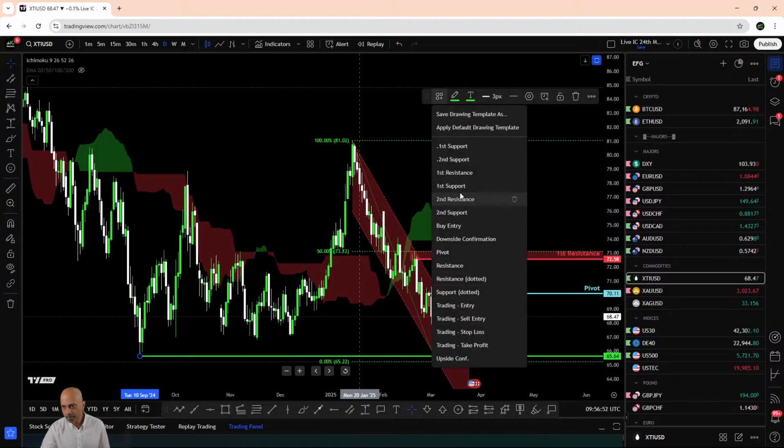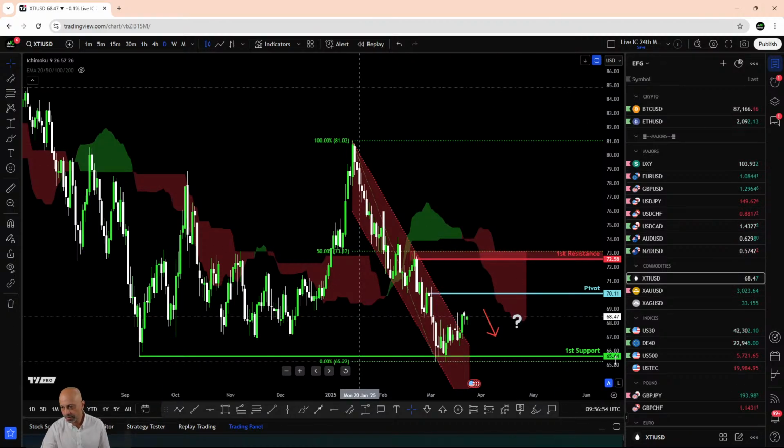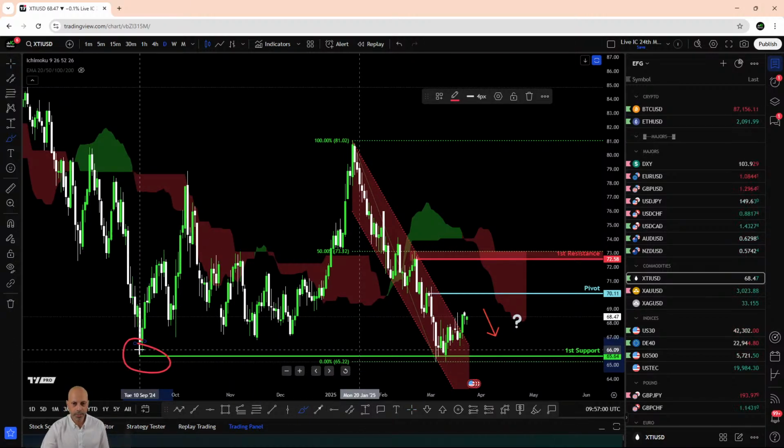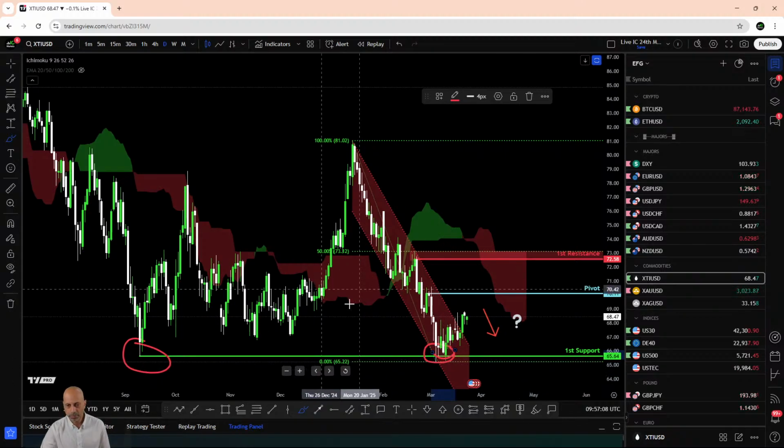Right, and in terms of support, the first support for XTI USD comes in at $65.64. This is a very significant multi-swing low support, with the first swing low taking place here on 10th of September, and of course the second significant swing low being formed from 5th of March till the 11th, a strong base being formed here.